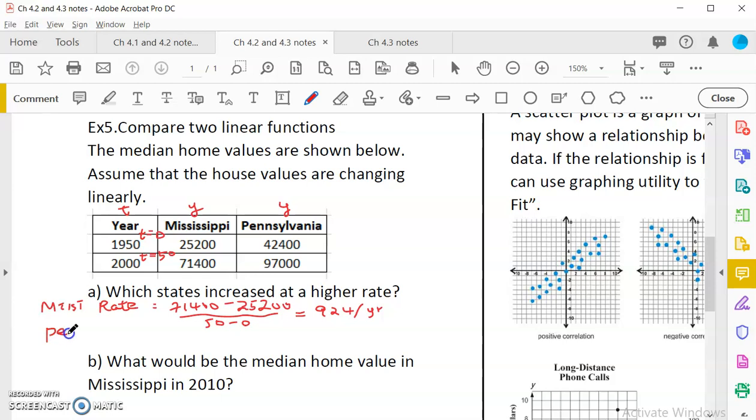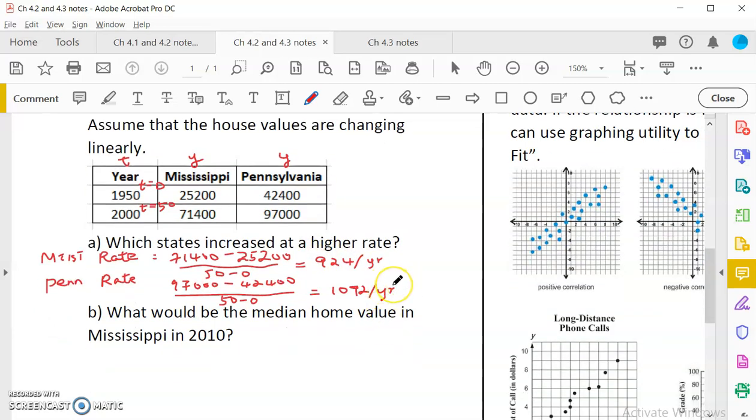So what about Pennsylvania's rate? It's the same, but we look at this and the same T. So we would put 97,000 minus 42,400 divided by 50 minus 0. We use the same T, and if you put it in the calculator, that is 1092 per year. So that is the rate, and it is positive. Increase 924 for Mississippi, 1092 for Pennsylvania.